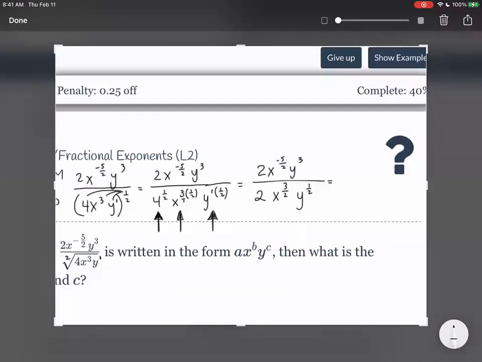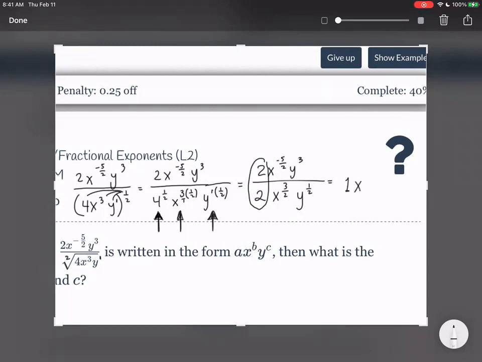Okay, and so here's where we can do our simplifying. So first of all, let's take a look at our coefficients. 2 over 2, that's the same thing as 1. I'm just going to put a 1 in the front. That's going to be our new coefficient. So 2 divided by 2 gives us 1.